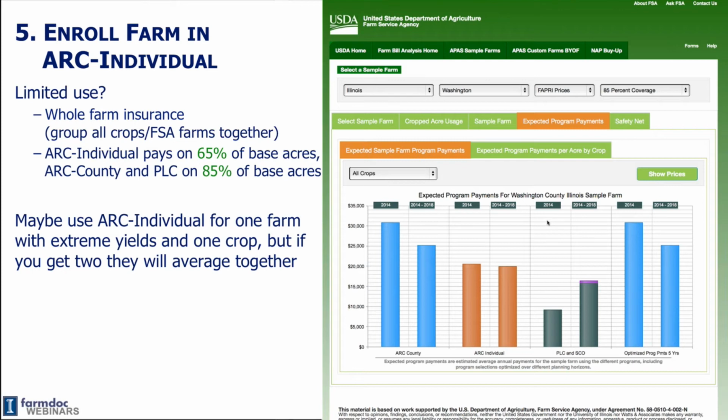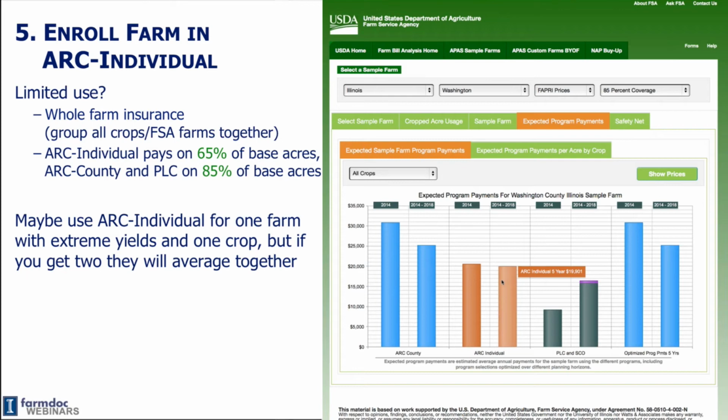So we don't want to downplay ARC individual. There will be some pretty specific situations where it will make sense, but as a general rule, you're going to need to find some reasons to make up that loss, that 20% differential on the base acres to make it work. And you can see here, Gary's back on the APAS tool where we can show you the ARC individual expected payments. We very rarely find ARC individual payments higher than other program payment crops.